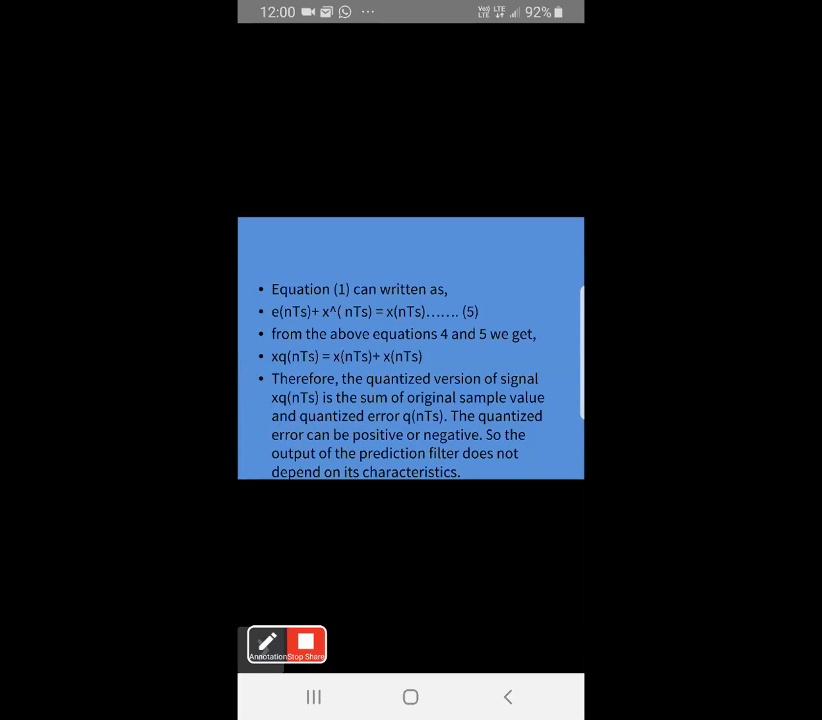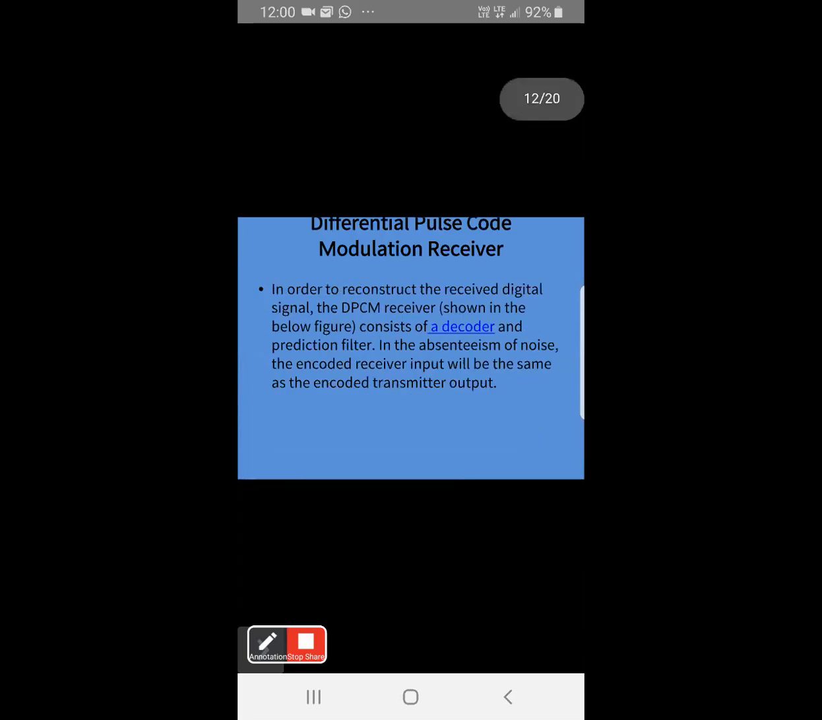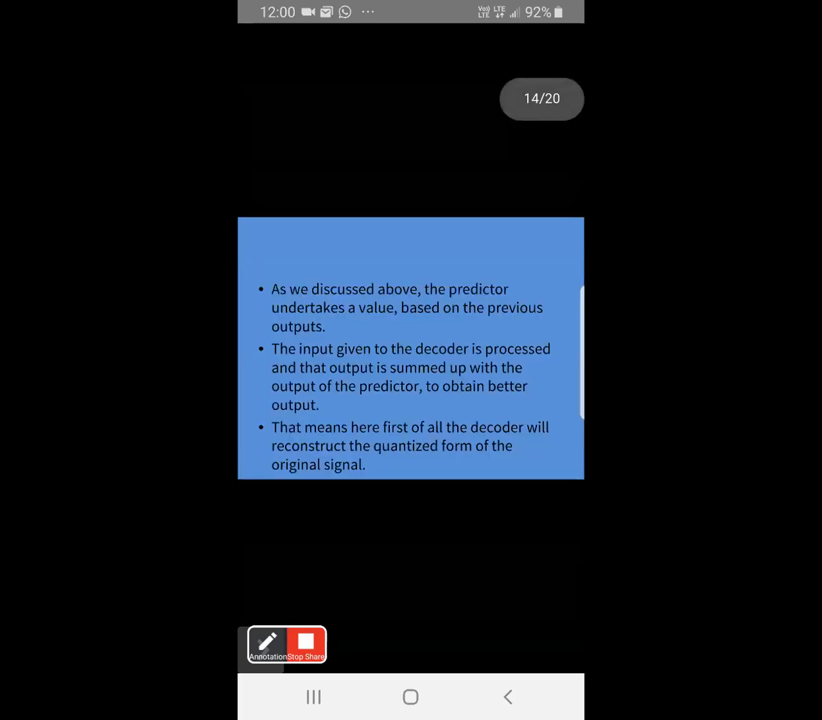So the prediction filter does not depend on the characteristics. Prediction filters will not be characteristics. Okay, and here this is the transmitting part.